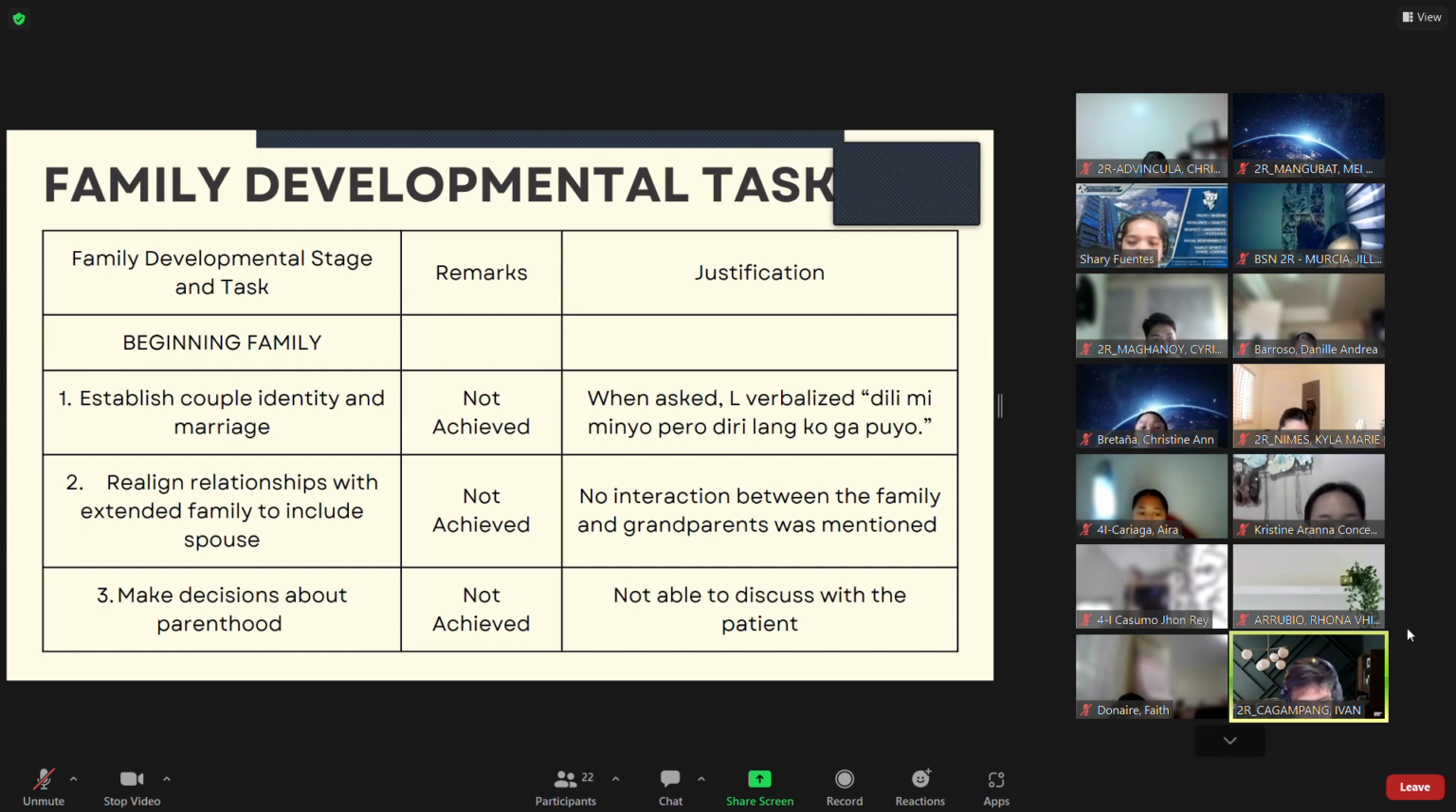Then, to realign relationship with extended family to include spouse. Is the decision to live together final? Yes, ma'am, because of their decision. The statement here says they are not married, but that she is just living there. It seems like... is this their final decision to stay or not? That's something.